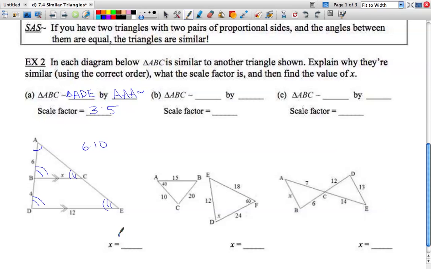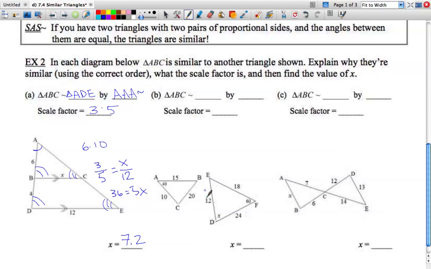Oh wait, we have to find x here. Whoops, let's do that. All right, so we know that 3 is to 5 as x is to 12. That would be the same, corresponding sides proportional. 36 equals 5x. x is 36 over 5, which is 7.2. All right, now going over here.